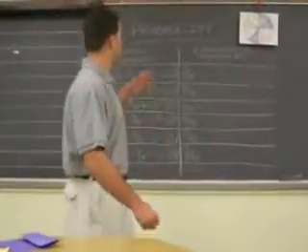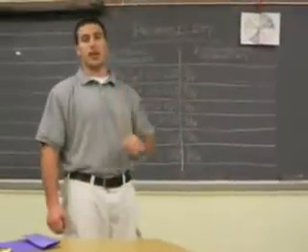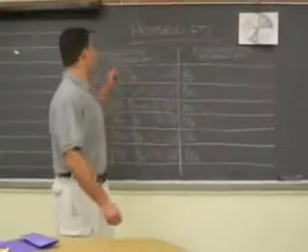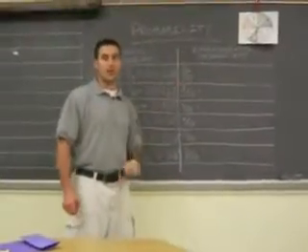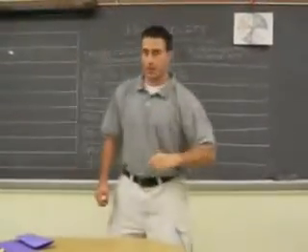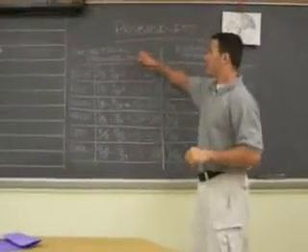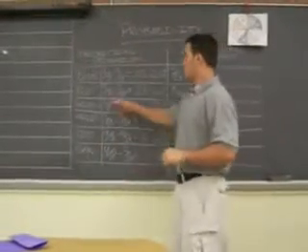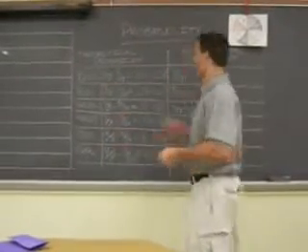Today we're going to be going over probability. We're going to discuss two types of probability: theoretical probability and experimental probability. What is theoretical probability? I'm glad you asked. Theoretical probability is what we expect our outcomes to be.